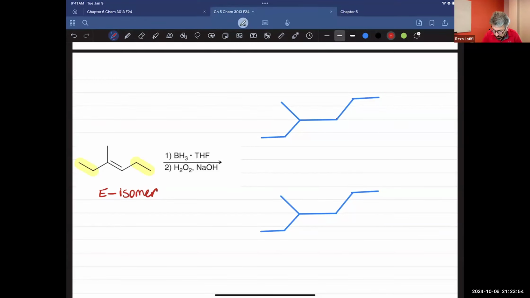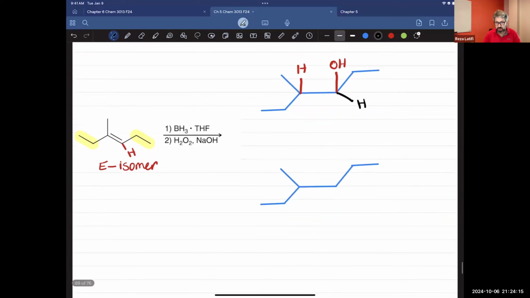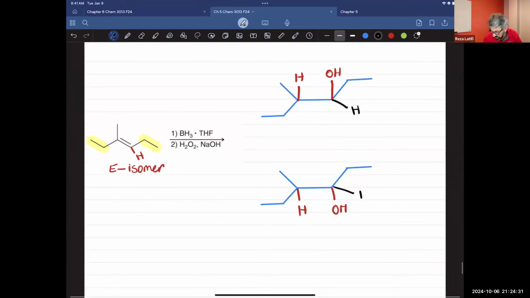If we add them to the top of the molecule, the carbon with more substituent will get hydrogen, and the one with less substituent will get OH. Remember, we have a hydrogen here, so I'm going to say there is a hydrogen there. The carbon with less substituent got H. Now, the addition can happen from the bottom of the molecule. In that case, OH will be pointing down, and hydrogen as well. And of course, we have a hydrogen here.